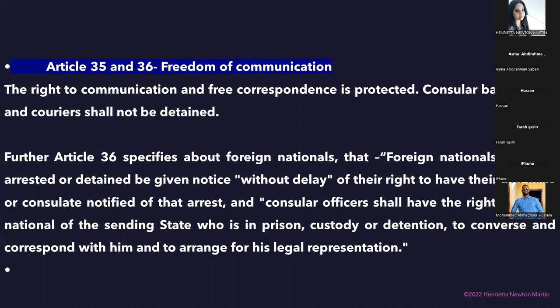Next is Article 36, which specifies about foreign nationals. Now, these foreign nationals who are arrested or detained should be given notice without delay of their right to have their embassy or consulate notified of that arrest. And consular officers shall have the right to visit a national of the sending state who is in prison, custody, or detention to converse and correspond with him and to arrange for his legal representation, that is, arrange for lawyers to represent him in his case.